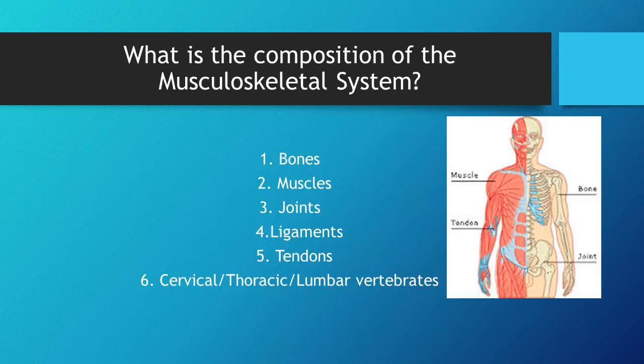What is the composition of the musculoskeletal system? It's composed of bones, muscles, joints, ligaments, tendons, and the spine: cervical, thoracic, and lumbar.